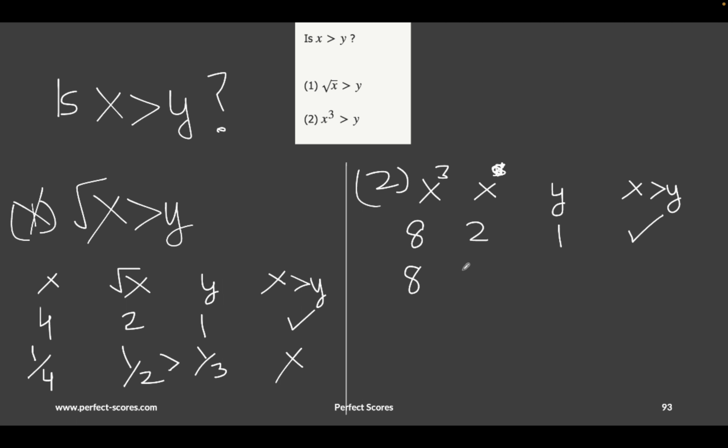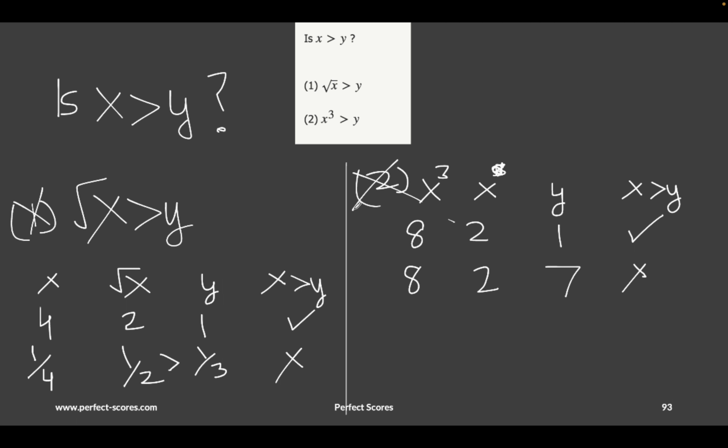Then we can plug in x cubed to be 8, and x will be 2 again. And then we can make y 7. So in that case, is x cubed greater than y? Yes. Is x greater than y? No. So I got a yes and a no. That means this statement is also insufficient.